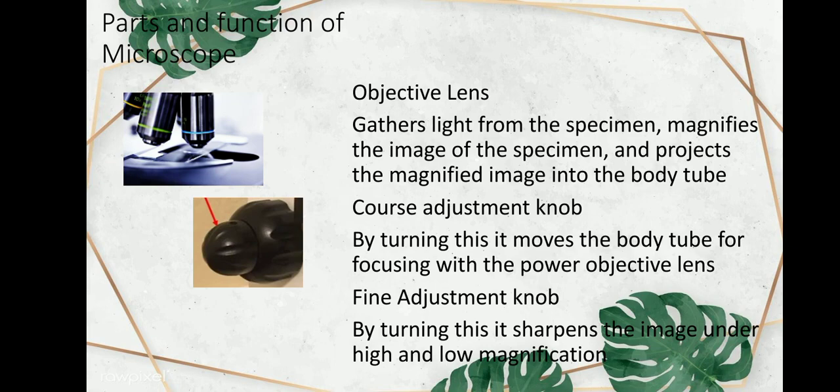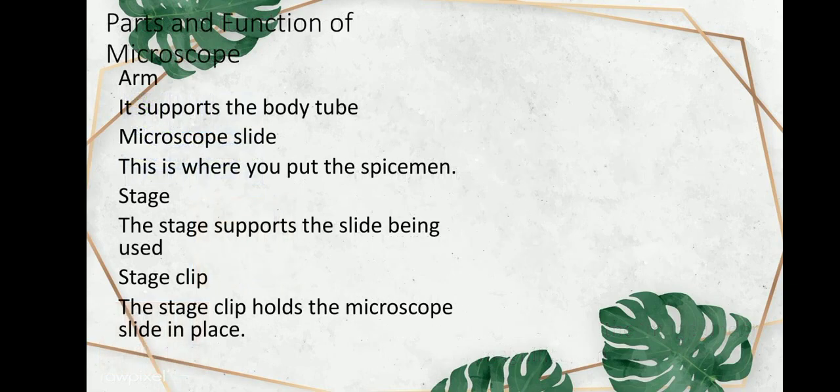Fine adjustment knob. By turning this, it sharpens the image under high and low magnification. It is also important to make the image clear. Therefore, if you see that the image is blurred, just turn the fine adjustment knob until you find the perfect image. Arm. It supports the body tube.